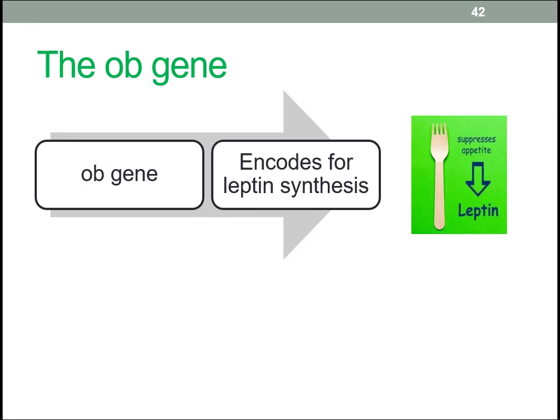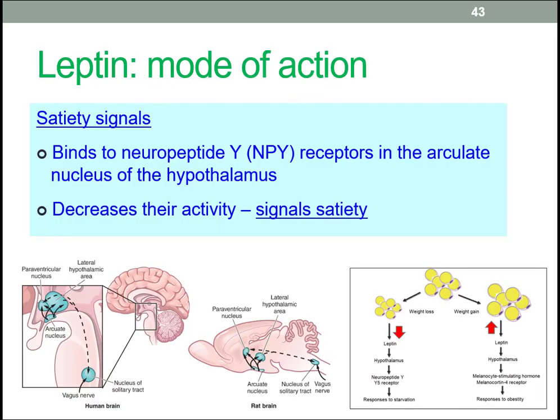So the ob gene was identified in 1994, and the protein it mostly encodes for is now called leptin. When fat stores increase, leptin sends a signal to the hypothalamus that stimulates a person to eat less and expend more energy. There's no need to worry about the details of hypothalamus anatomy. Leptin signals satiety by binding to neuropeptide Y synthesized in cells in the arcuate nucleus of the hypothalamus. Now it's probably worth knowing that, perhaps possibly for the exam. This binding decreases the activity of these neuropeptide Y receptors and signals satiety.